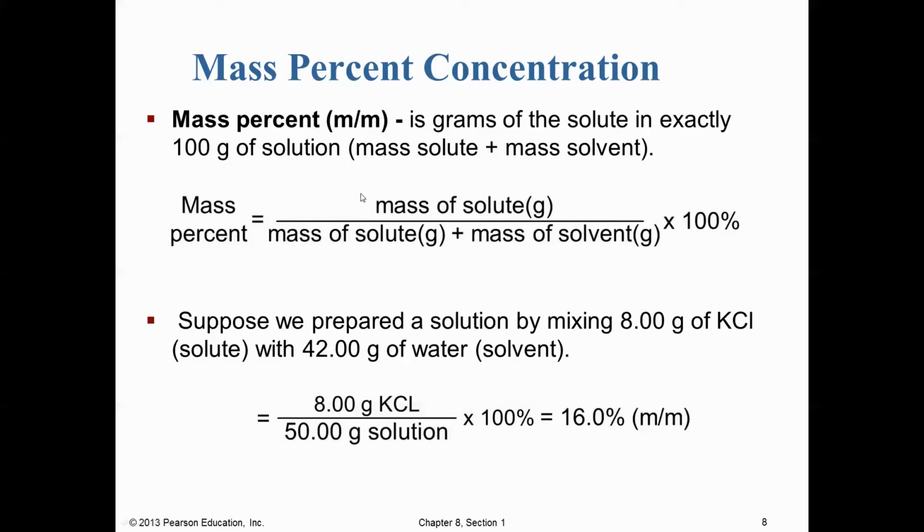It's going to be our mass of our solute over our total mass of solution, which is mass of solute plus mass of solvent. So suppose we have a solution that has 8 grams of KCl dissolved into 42 grams of water. Our mass percent here would be our 8 grams of solute, the KCl in this case. And the authors made a little typo here. That should be a lowercase l, but let's not worry about that. And then over our mass of solution, which is going to be our 8 grams of solute plus our 42 grams of solvent. And we do all our math here, multiply by 100, we end up with 16.0 mass percent.